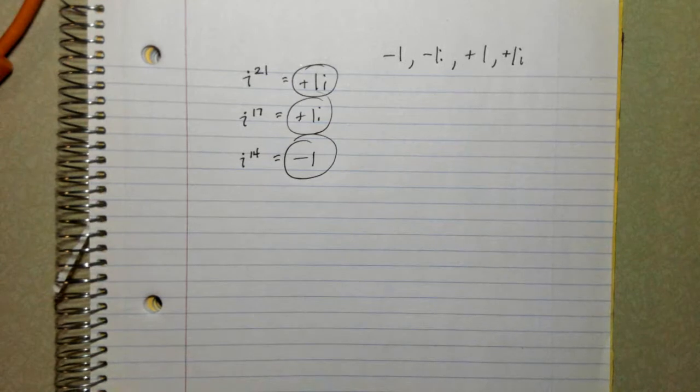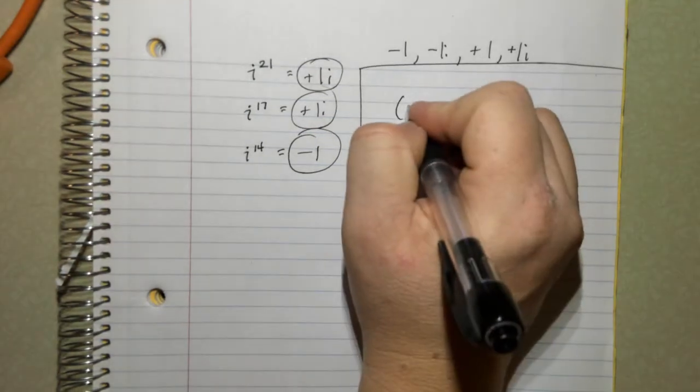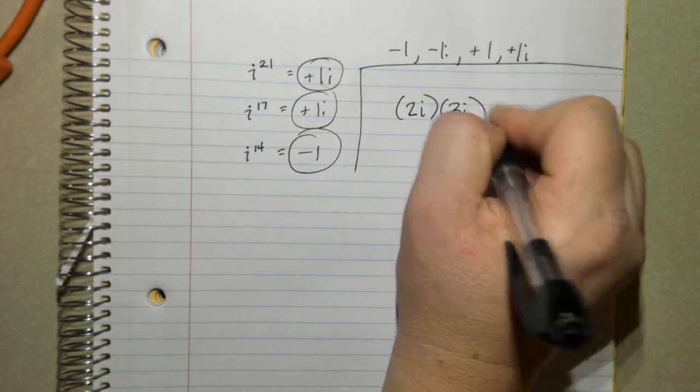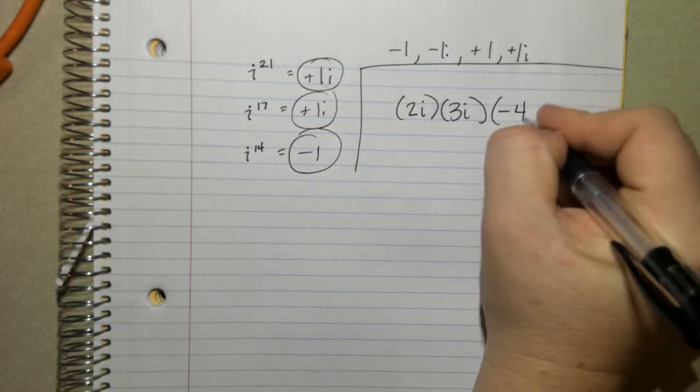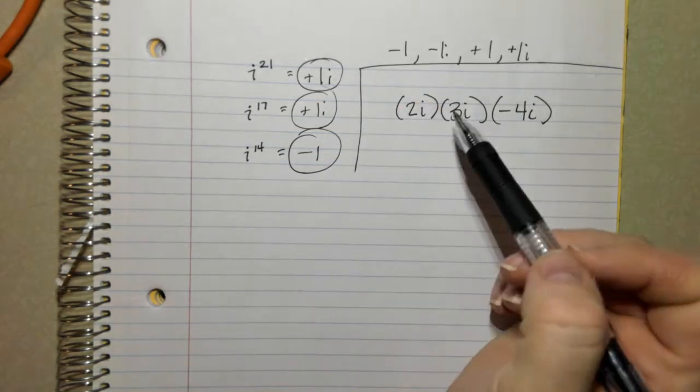Here are the answers. We're now going to take this concept and we're going to apply it. Please write this down for me. 2i times 3i times -4i. Evaluate this expression. Well, we're going to do it first using the patterns we know, and then we're going to come back and use the calculator.